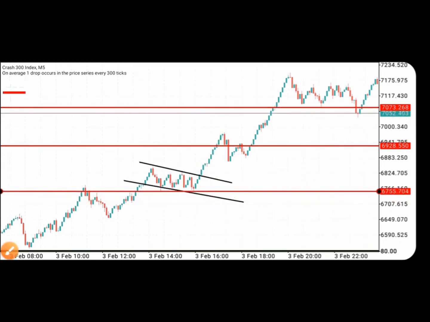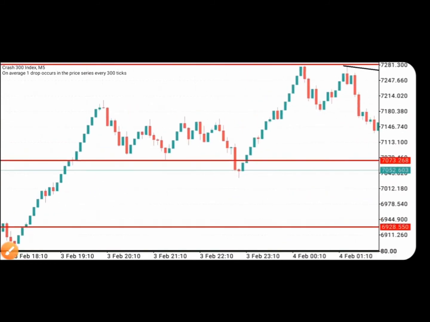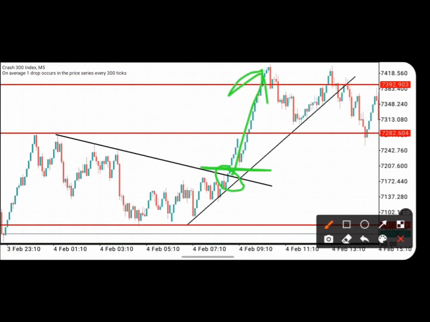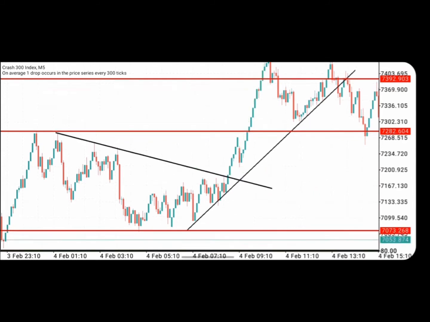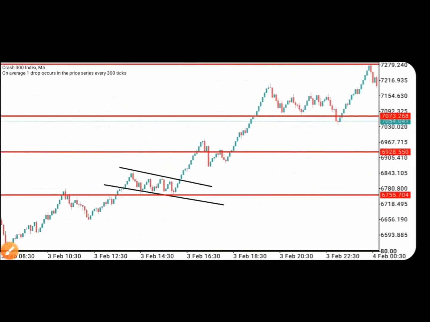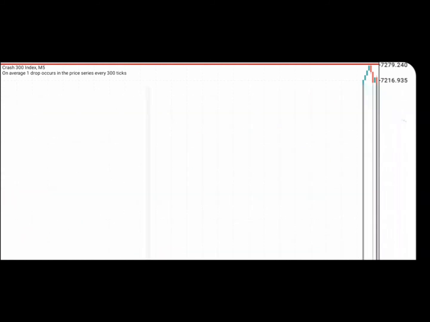Let us see another example here. This is where you put your entries, slightly above the broken trend line. So right now the issue is where exactly to set your stop loss. Stop loss is put at the previous support, let's say you are buying, and when you are selling, a stop loss is put on the previous resistance.